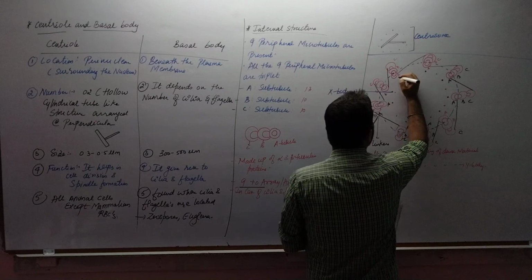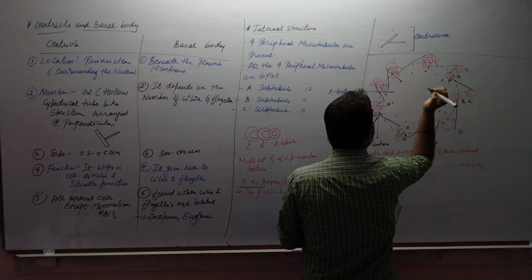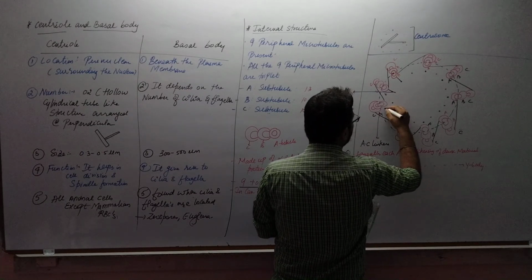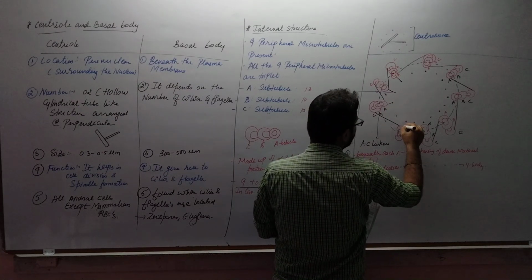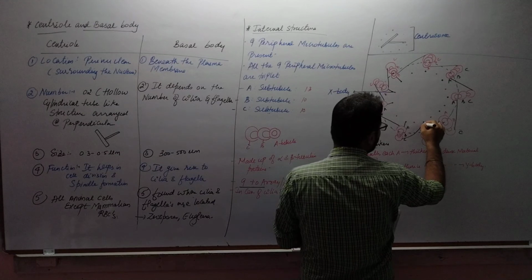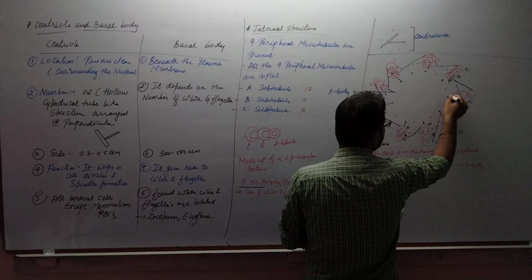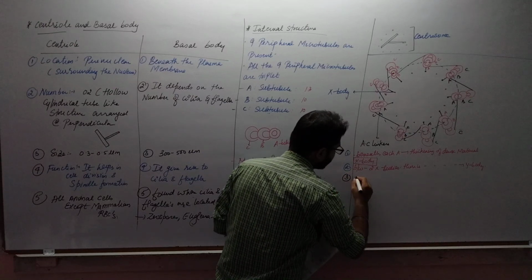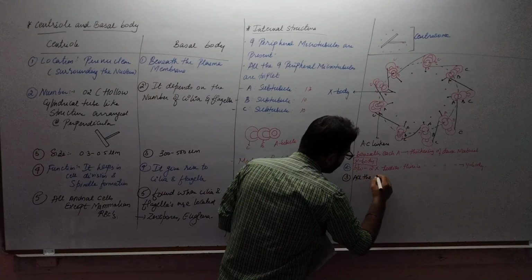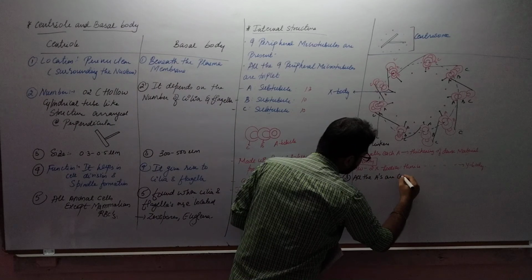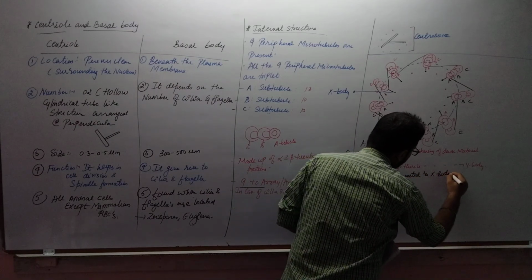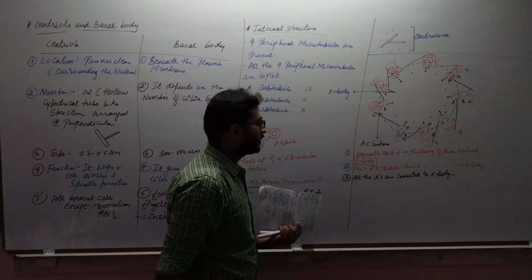So let us show that connection. Let us say this is A connected to X body. 2, this is A, 3, 4, 5, 6, 7, 8, 9. So the third structure is that all the A's are connected to X body, right?